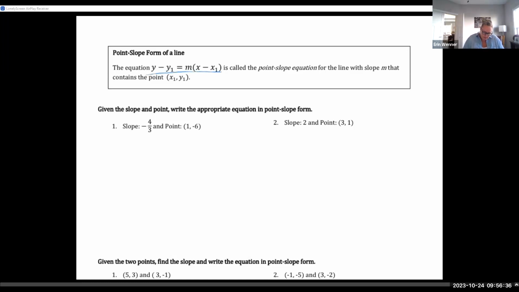So in number 1, it says, given the slope and point, write the appropriate equation in point slope form. So again, when you see the words point slope form, I want you to automatically go, oh, okay, y minus y1 equals m times x minus x1. So we're given a slope, negative 4/3. So we're going to say m is equal to negative 4/3. We're given a point, 1, negative 6. We're going to call the 1 x1, the negative 6 y1. So given the equation, y minus y1 equals m times x minus x1.